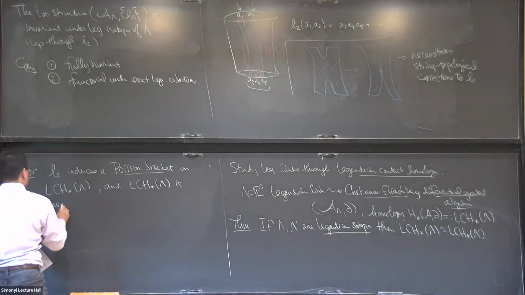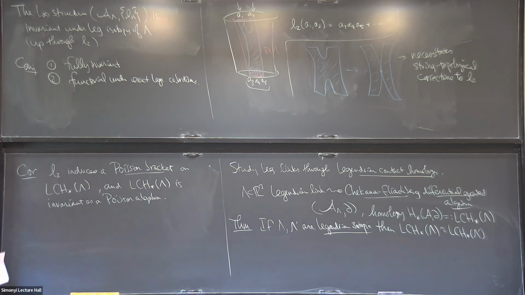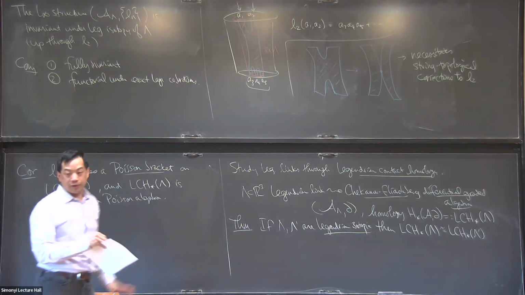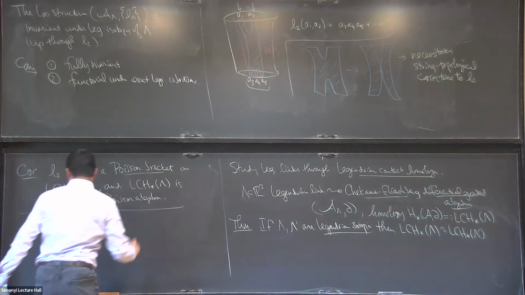What we have done through this process in particular is to boost this invariant, which is called Legendrian contact homology, from being some sort of graded algebra, to now actually a graded Poisson algebra, and the Poisson structure on this is actually invariant.